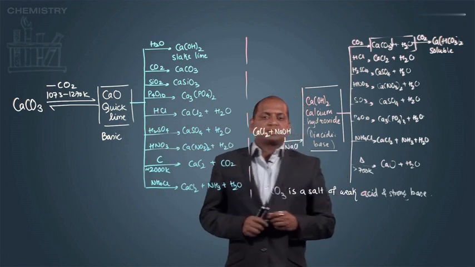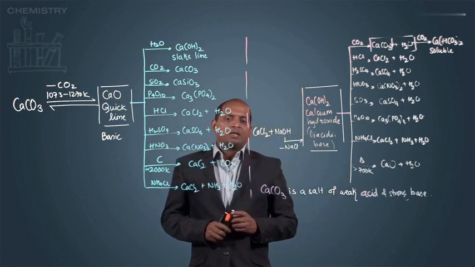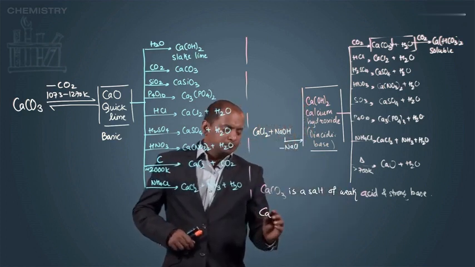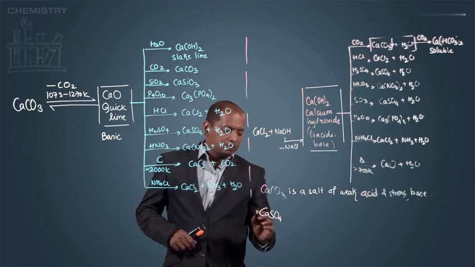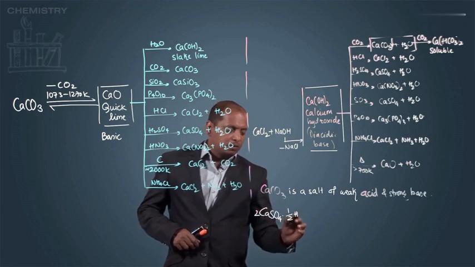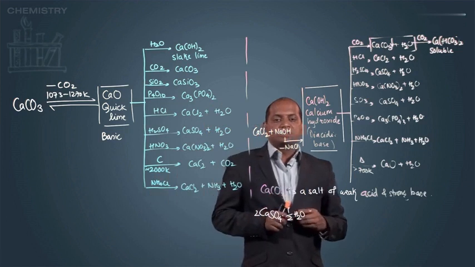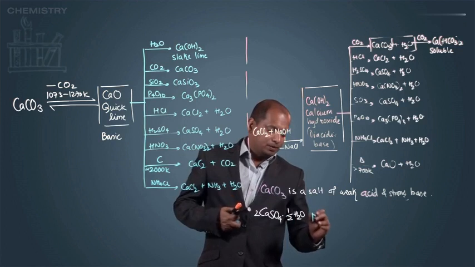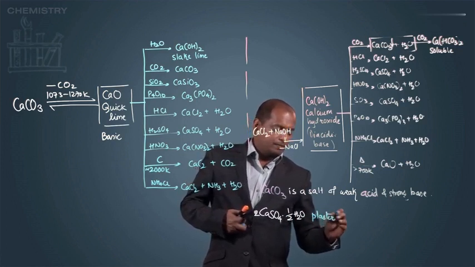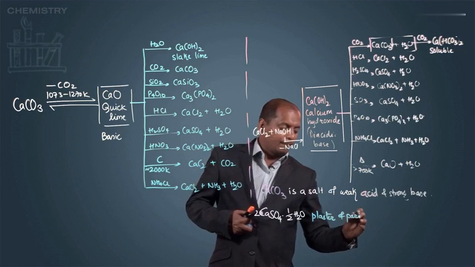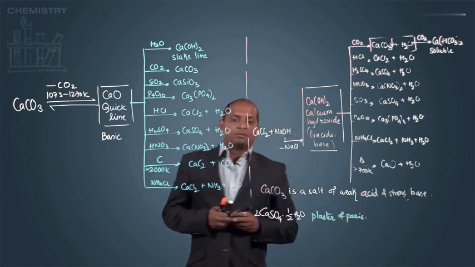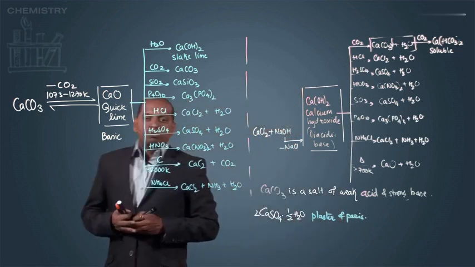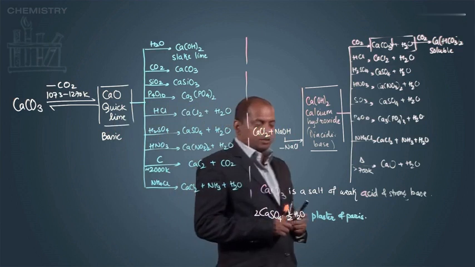Now, the next one is plaster of Paris. This is the plaster of Paris. Plaster of Paris is actually prepared from gypsum. Gypsum is nothing but CaSO4.2H2O. After losing water molecules, there is a formation of plaster of Paris.